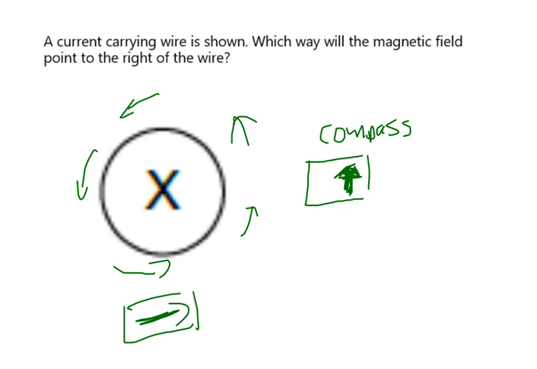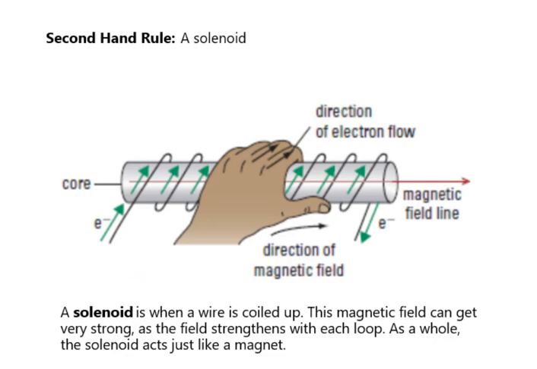Okay. You're going to get theory questions like this where they're going to give you a picture, and they're going to say, which way would the compass point? So this one's a pretty basic one, but we'll try some other ones later. Okay. Here's the second rule. This is what I showed you guys with my wire right there.